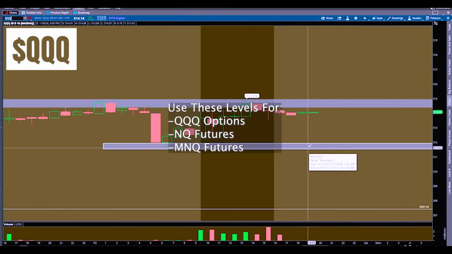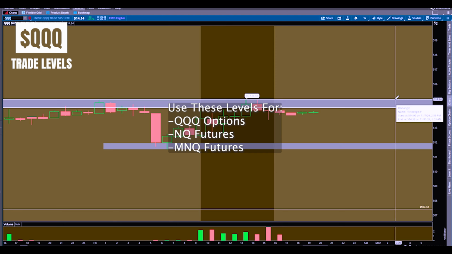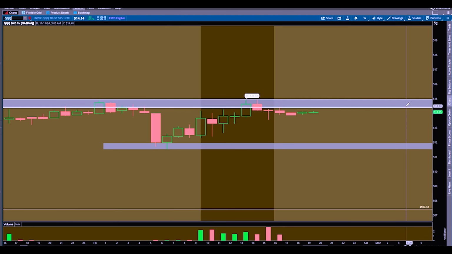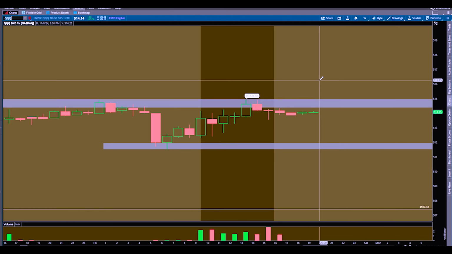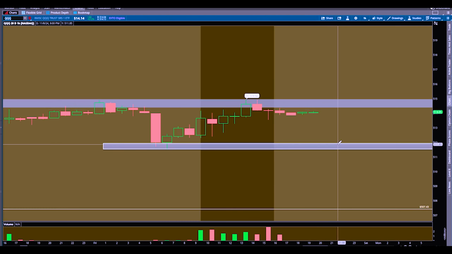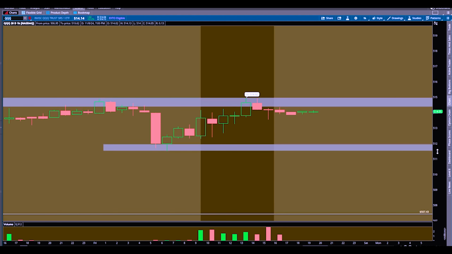Up next is QQQ. And this 515 area is current resistance. It's kind of a big zone, as you can see here. We can look for a reject there, but ideally we break above and retest for a long entry here for calls. Closest bounce is going to be down here around this 512 to 511.5 for a possible call entry, or NQ longs. You can trade calls or NQ longs based off QQQ levels.